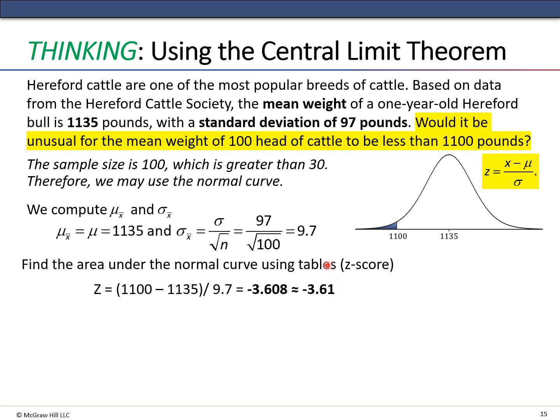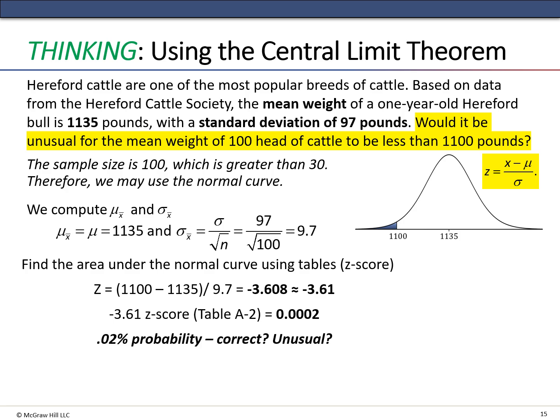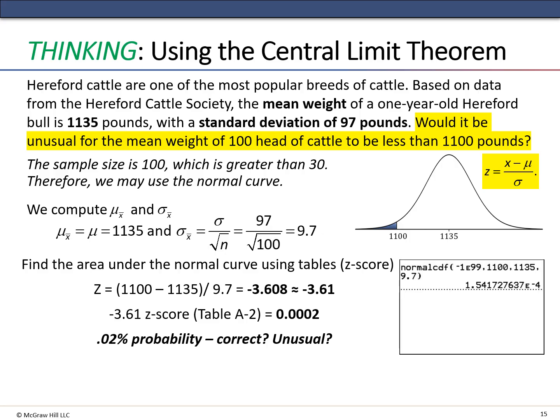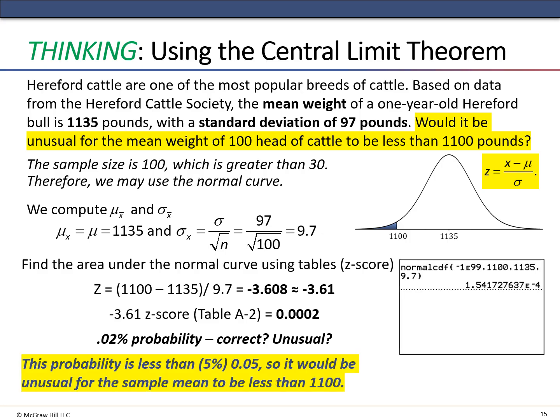We go to the z-score table, A2. We look along the first column and we go to negative 3.6, and then we go across the row to the top until we find 0.01, and we look at the value there, which is 0.002. 0.002 is much less than 0.05, which is 5%, so it would be very unusual for the sample mean to be this low.